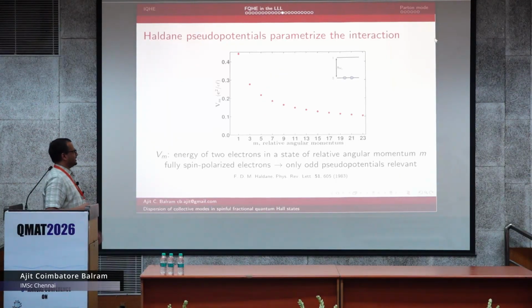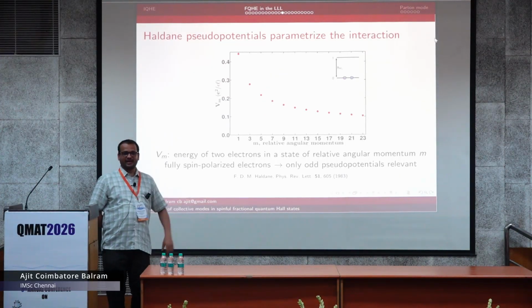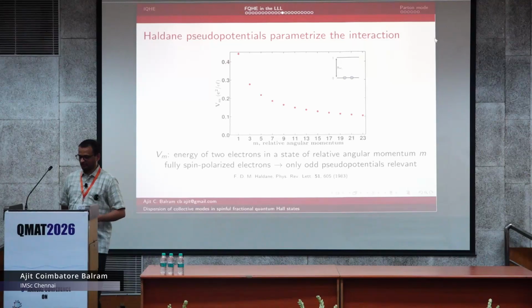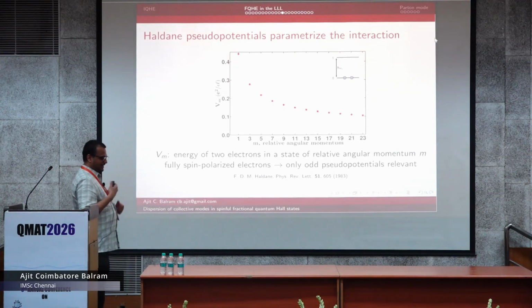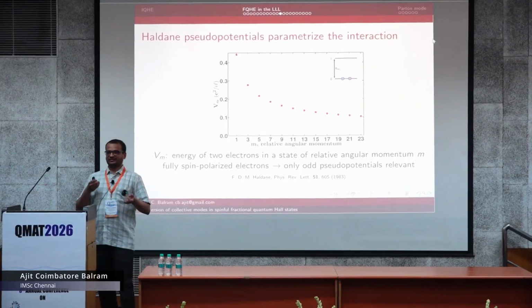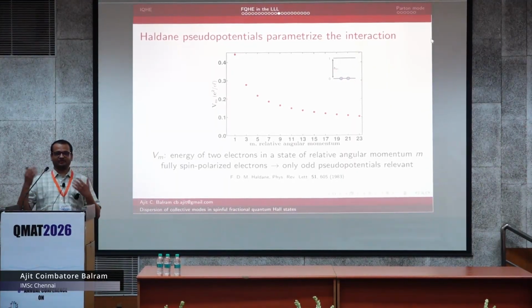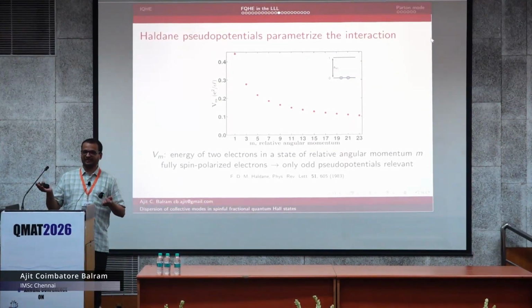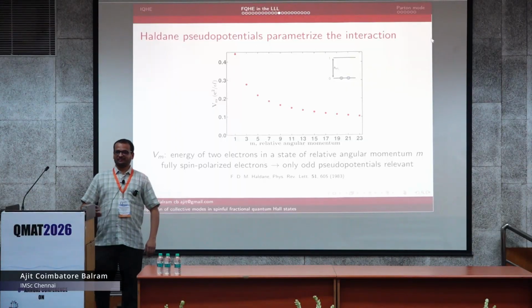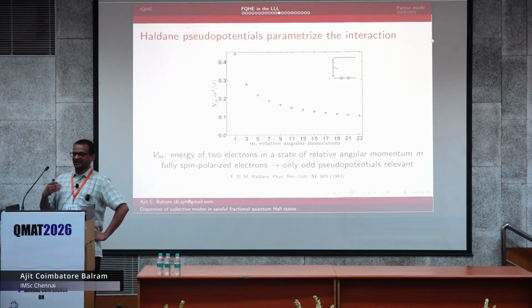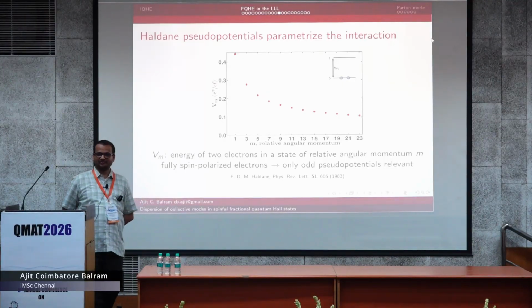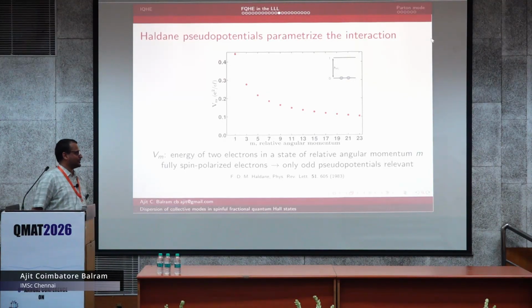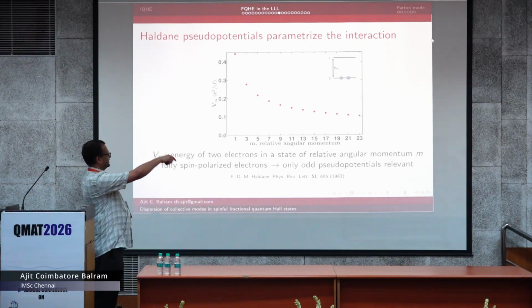The other ingredient we need is this idea of Haldane pseudopotentials, which parameterizes the interactions. You place two electrons in the lowest Landau level and ask what is the energy cost of placing them in some relative angular momentum state. We're always going to look at interactions that are spherically symmetric, so they can always be expanded in the basis of relative angular momentum. These Haldane pseudopotentials tell you the energy of placing two electrons in some relative angular momentum m state. For the lowest Landau level, they decay in this typical 1 over r fashion.